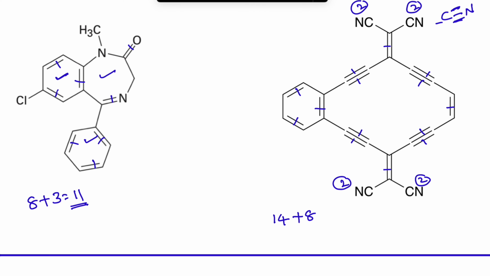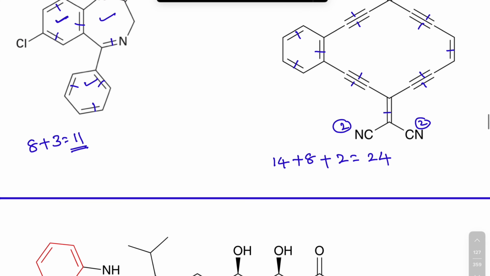So here generally the students commit mistakes. Only these 14 pi bonds they will count, but each cyanide has 2 pi bonds, so 4 cyanides, 4 into 2, that is 8, plus rings. If you count the rings, here we have one ring and here we have another ring, so totally there are 2 rings, so this will be 24. Degree of unsaturation will be 24, number of pi bonds and number of rings.